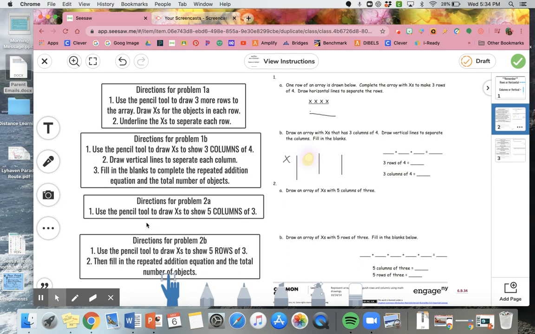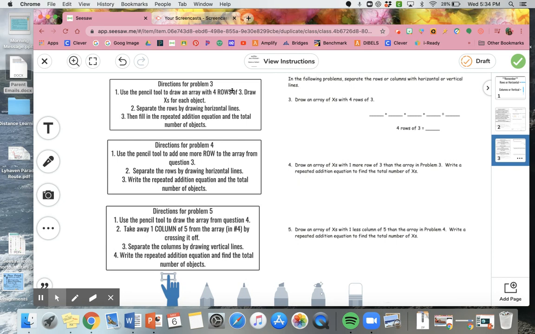Then on the second page, same thing. There's directions on the side. Okay. So you're going to draw your array, write your repeated addition equation. Question 4, draw your array. But on question 4, just like on my example, you're drawing one more row. Okay. So you need to repeat the array that you did in question 3 and then add another row. And then question 5, you're taking the array that you drew in question 4 and then you're doing one less column. Okay, and then you need to write a repeated addition equation.